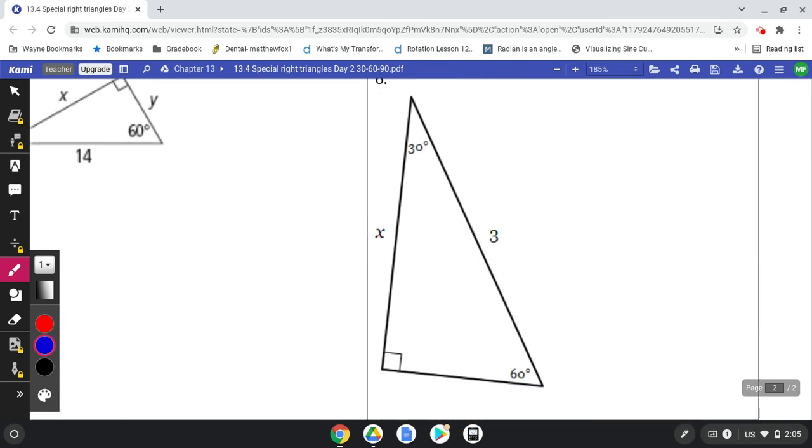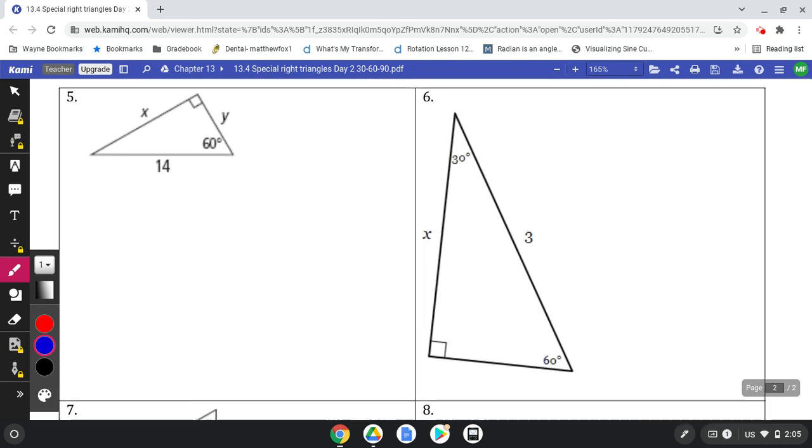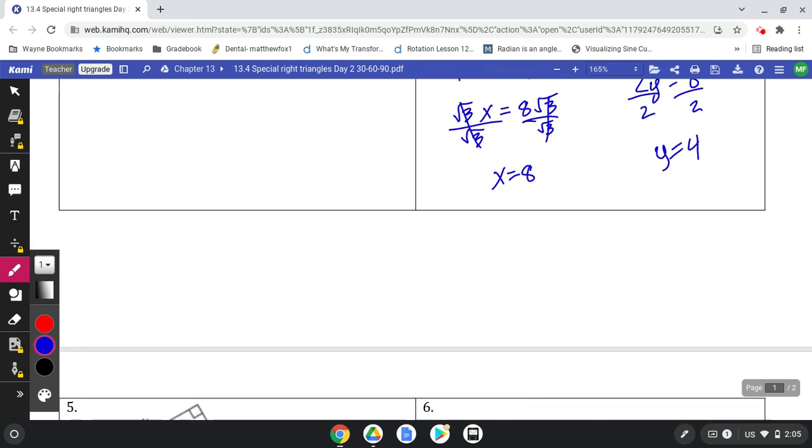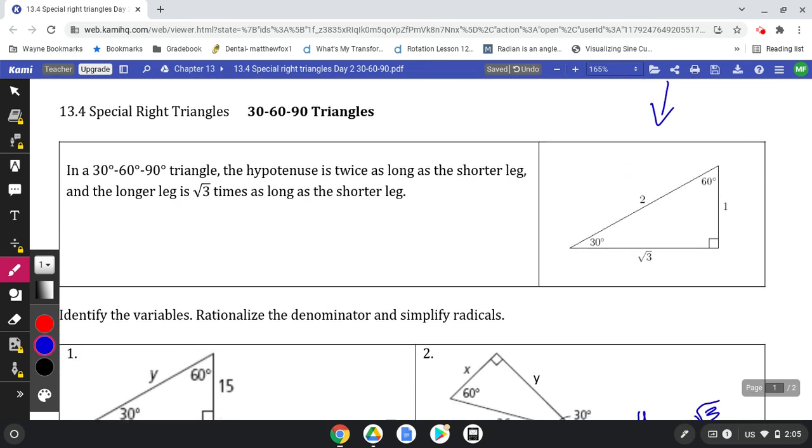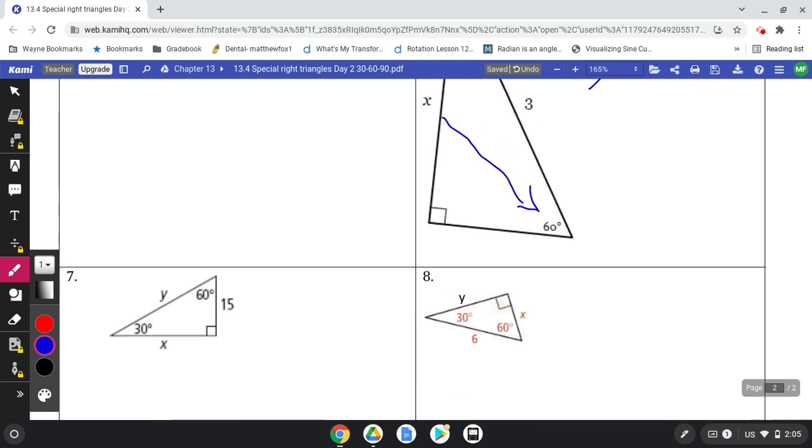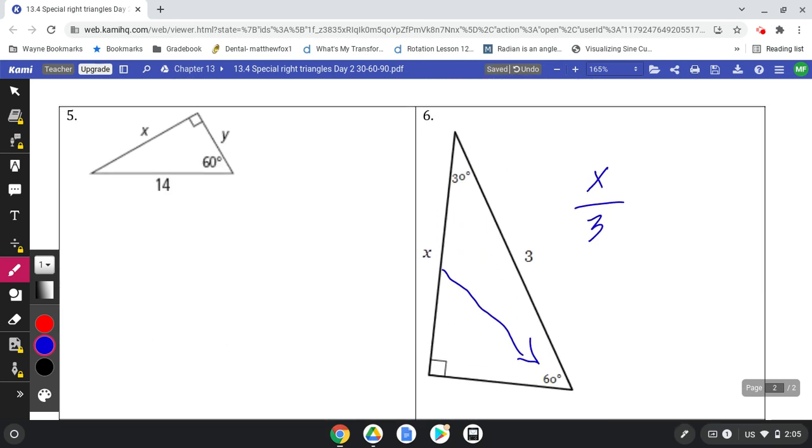If we look at this original problem here, or number 6, we're trying to find x. X is over 3. X is opposite of the 60 degrees, okay? So we think back to our original, 60 degrees across from that one was the square root of 3. So we put a square root of 3 on top. Meanwhile, across from the 3 is the right angle. Across from the right angle on the original was a 2.